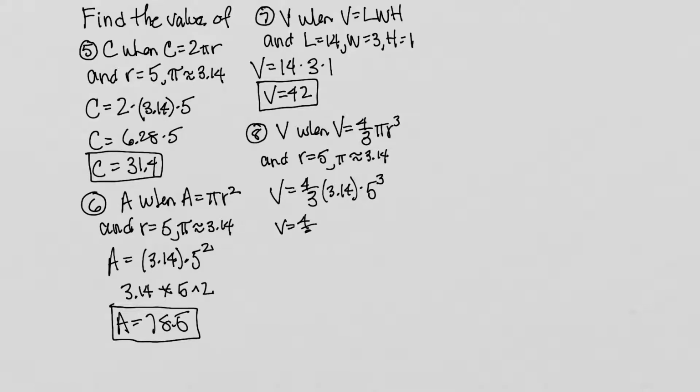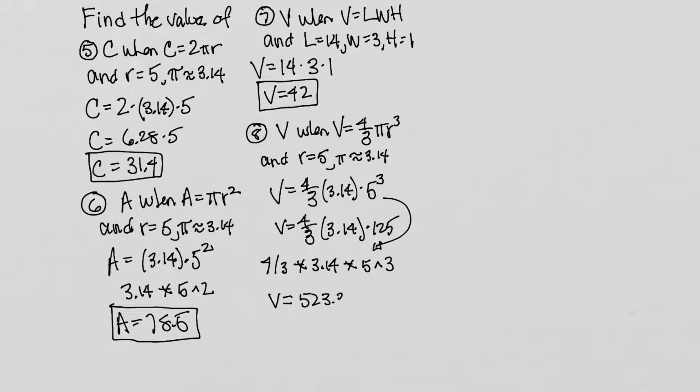All right, now I'm going to do it this way. I'm going to write 4/3 times 3.14 times 5 cubed is 125. Now, use your calculator and just type in this. 4 divided by 3 times 3.14 times, and you could even have done this right from here, we could have done 5 cubed. So when I do that, I get v is equal to 523.33, and the 3's just repeat.